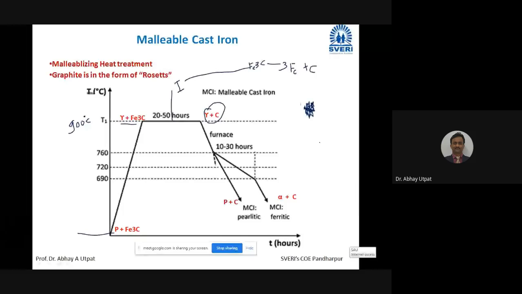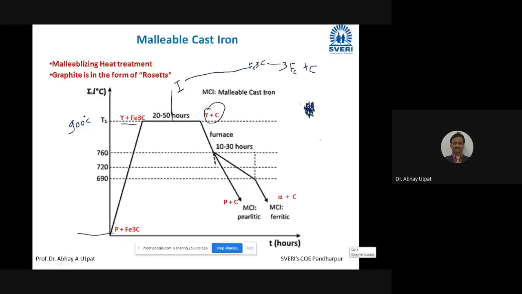So the 3Fe goes to gamma, and the C, that is free carbon, is in the form of rosette. Rosette is just a complicated structure. I will show it here. This is the rosette structure. I think it is not yet displayed. It will come within 3 seconds. Yes, it is displayed now. So the rosette structure and austenite are at 900 degrees Celsius.